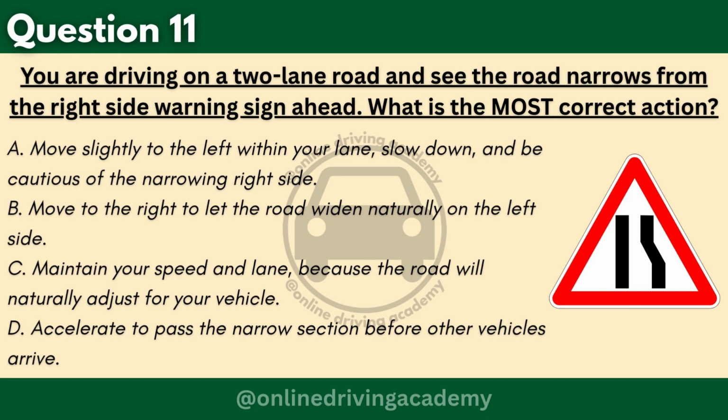However, in this case, you are driving on a 2-lane road and you then see the road narrows from the right side, warning sign ahead. Now, what is the most correct action?